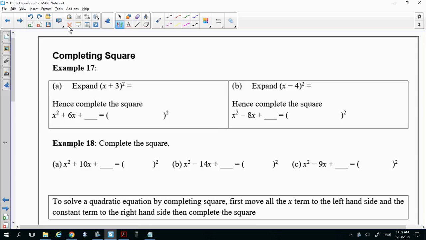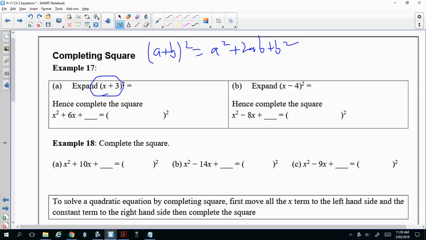Completing the square and using the formula to solve quadratic equations. To understand completing the square, we first have to know how to expand a perfect square. Hopefully you remember, when you expand (a + b) all squared, that equals a squared plus 2ab plus b squared. That's the formula we're going to use to expand a perfect square.